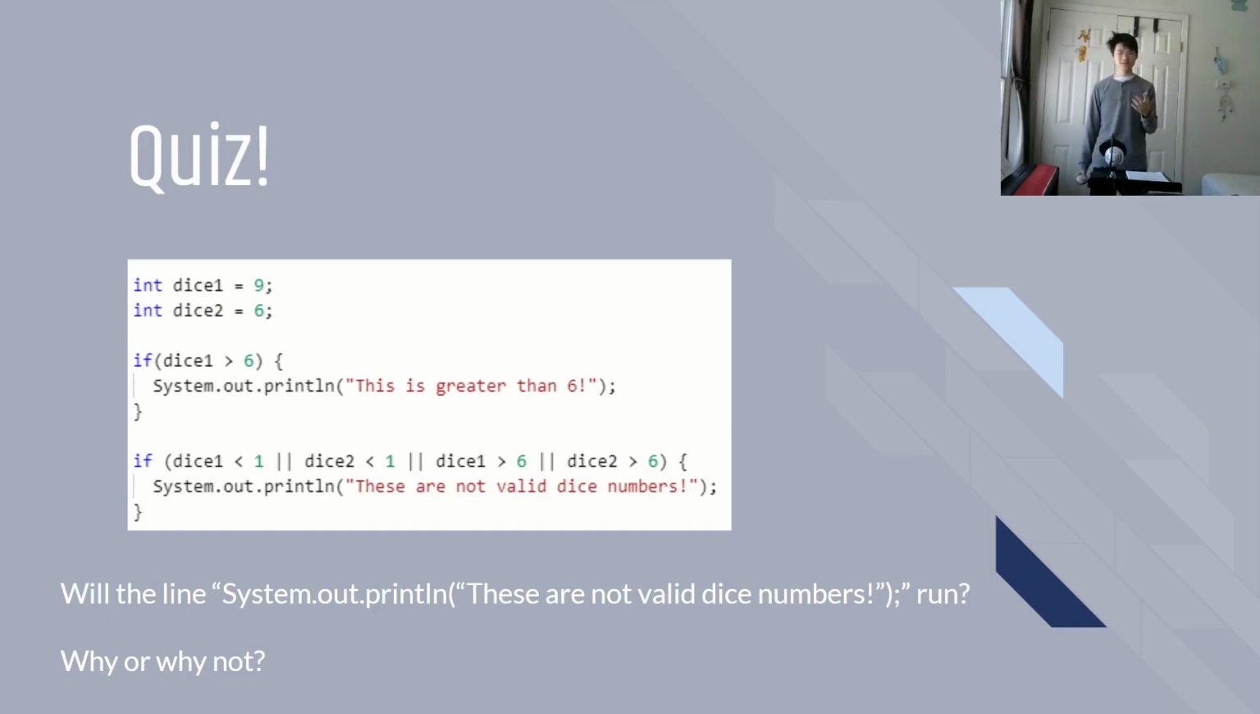Is dice1 less than 1? No, it's not. Is dice2 less than 1? It's not. Is dice1 greater than 6? Well, dice1 is 9, right? So that means that dice1 is greater than 6. Therefore, the if condition is fulfilled, because the OR operator says if one of these is true, then the entire thing is true. So since dice1 is greater than 6, the entire if statement's condition becomes true, and it'll print out these are not valid dice numbers because it executes the code since the if statement is true.